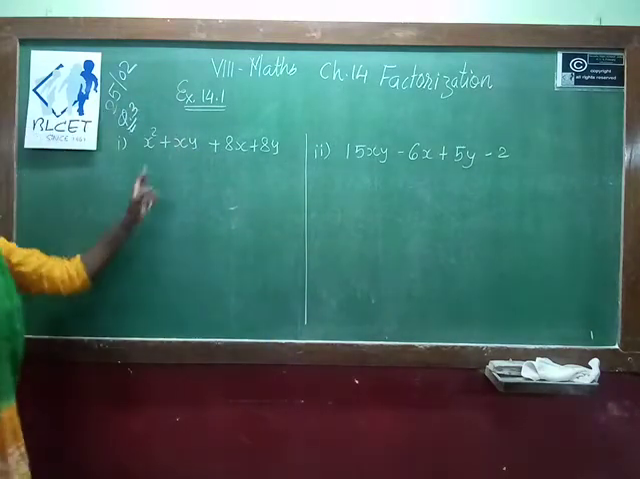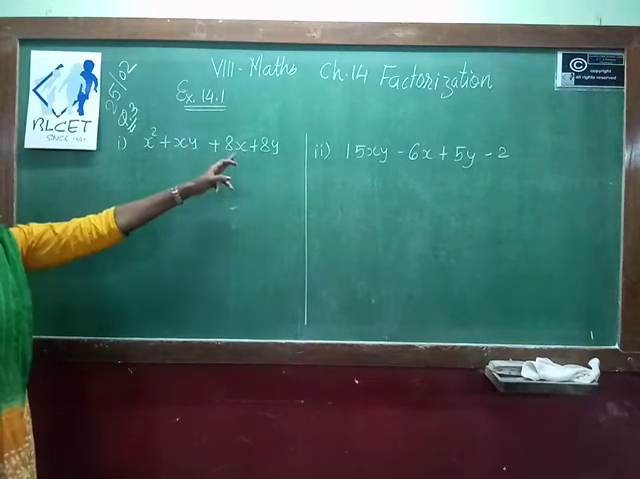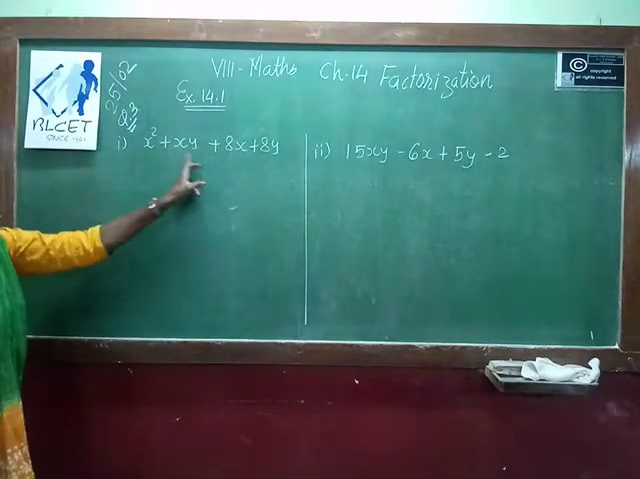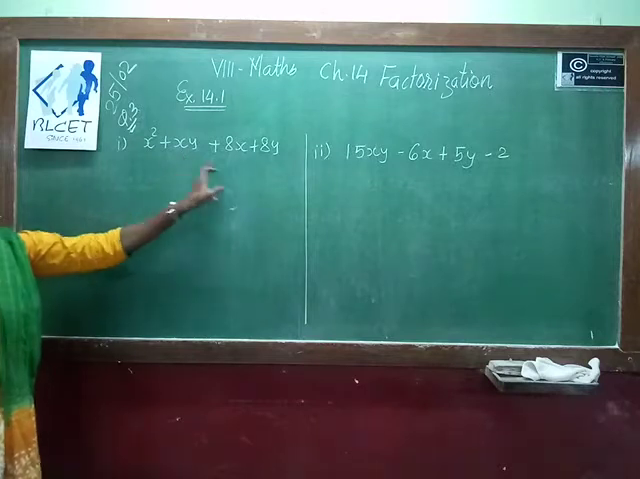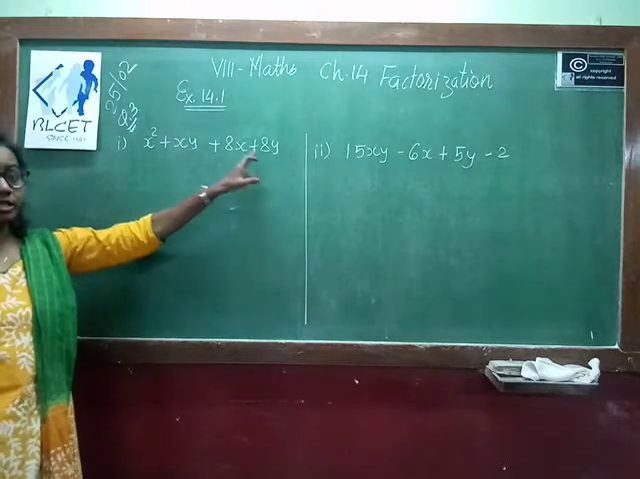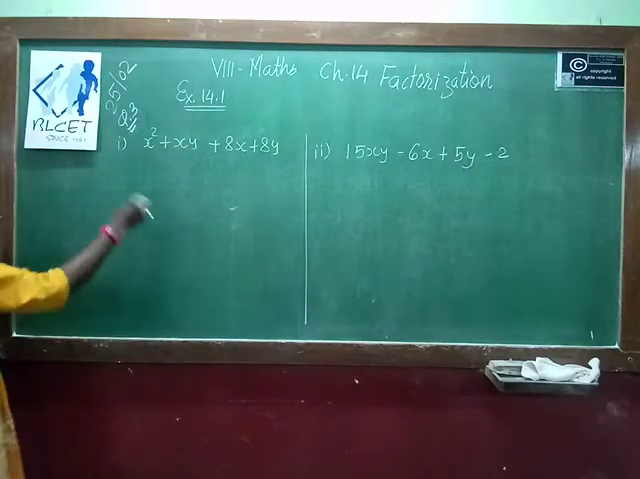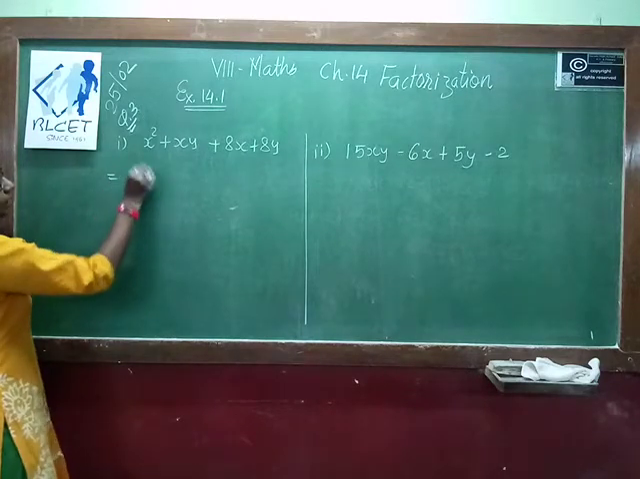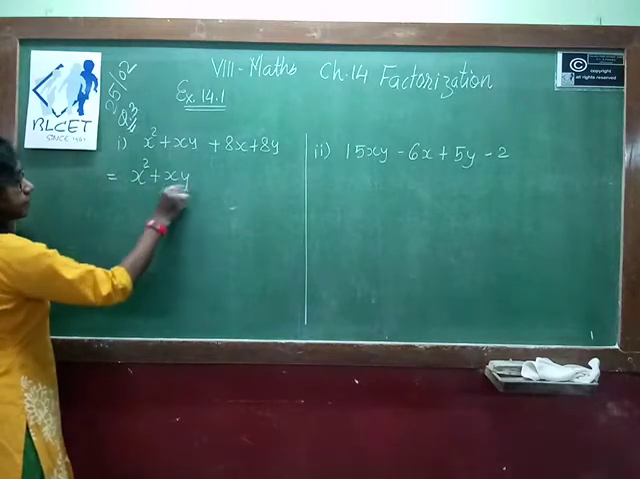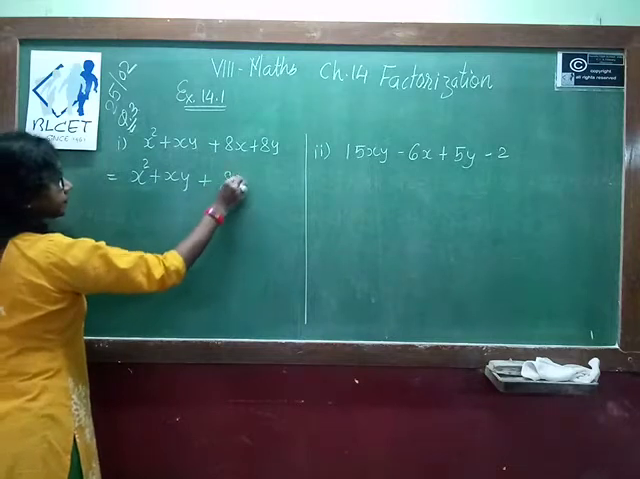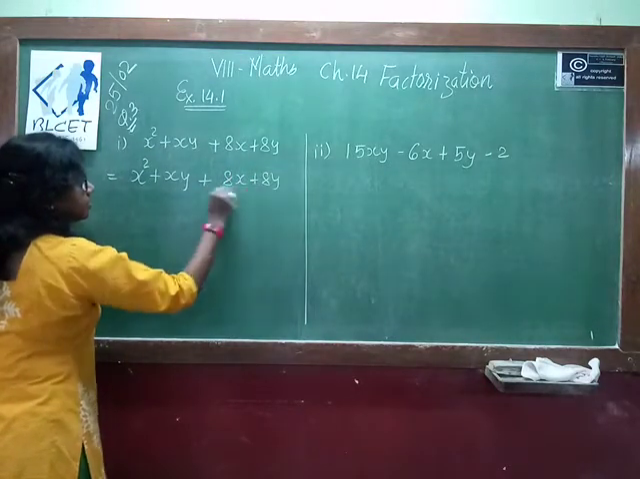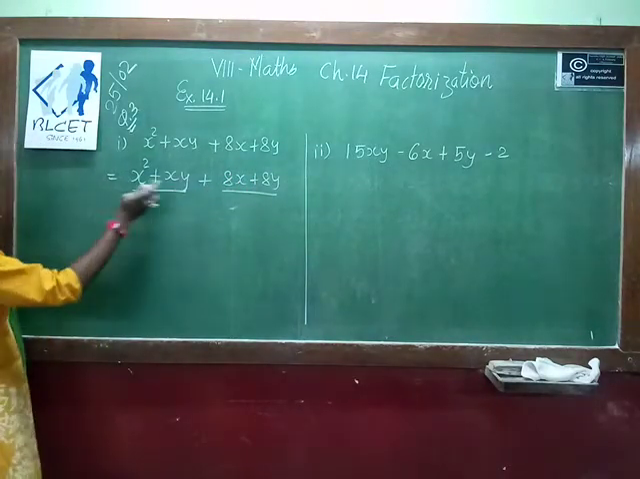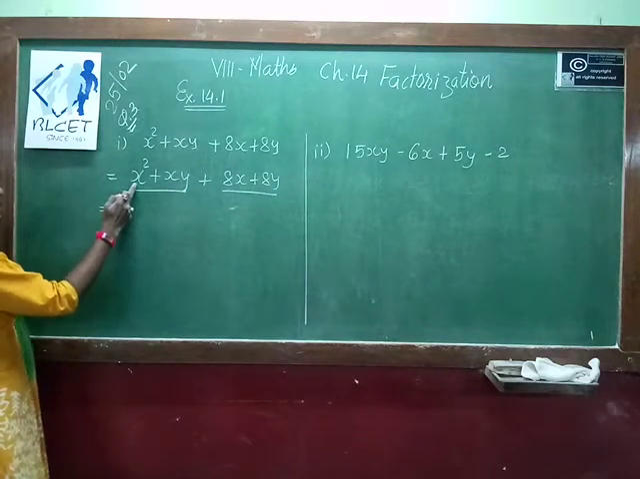So see the first question, x square plus xy plus 8x plus 8y. Here we are able to take a common factor from these two terms, and we are also able to take a common factor from these two. So we first group in two parts. This is your first group, this is your second group. Now we take out common from here. So what is common? X square.